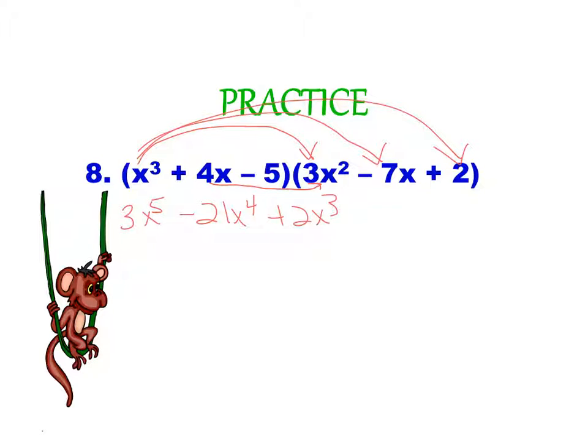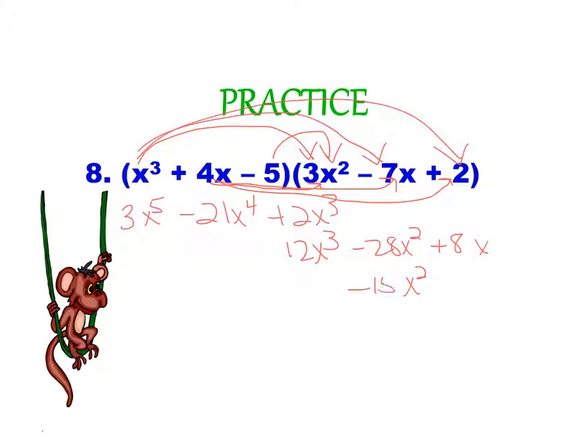Then I'm going to take my 4x and distribute it to everything in here. That's going to give me a 12x to the 3rd. I'm going to distribute it here, and it's going to give me a -28x squared, and then I'm going to distribute my 4 here, and I get an 8x. And finally, I'm going to distribute my -5. I'm going to get an x squared, so I'm going to put it right here, -15. Distribute it here, so I get 35x. And I'm going to distribute it to the 2, which gives me a -10.